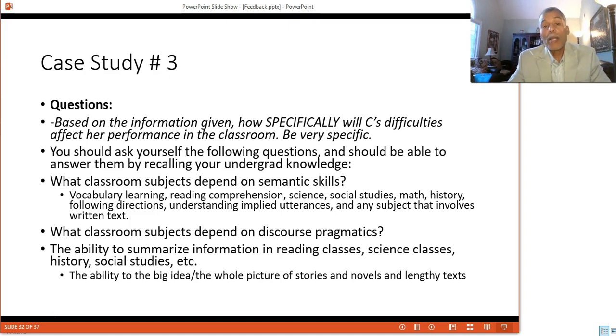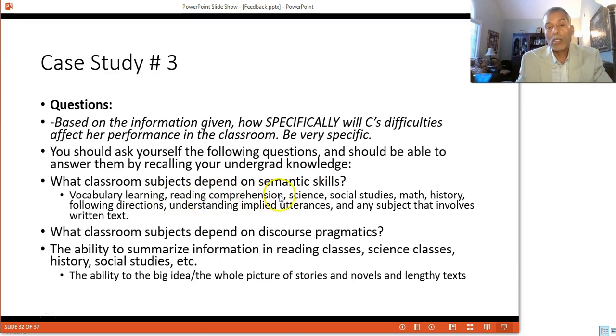What classroom subjects depend on semantic skills? We have said semantic skills, we have said discourse pragmatics skills. So what classroom areas now, you want to connect your conclusions functionally to the classroom? Semantic skills. So the areas that depend on semantic skills include vocabulary learning. Semantics is words and sentences. So vocabulary is the word level of semantics. So basic semantic skills. Vocabulary learning is affected by semantic skills.